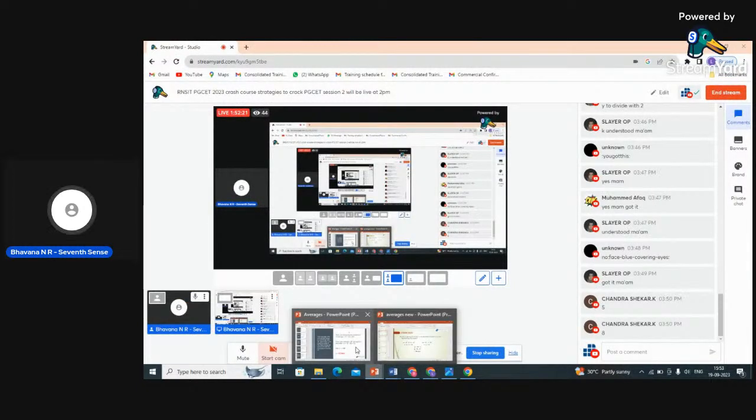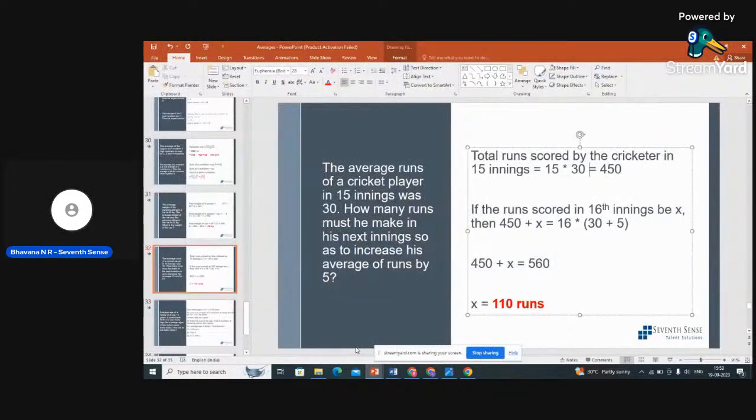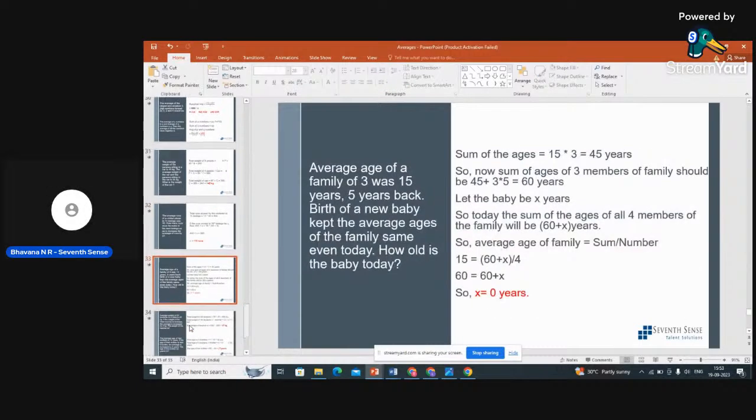Okay, so that is 110. So what are the runs they need to score? That's 110 runs.